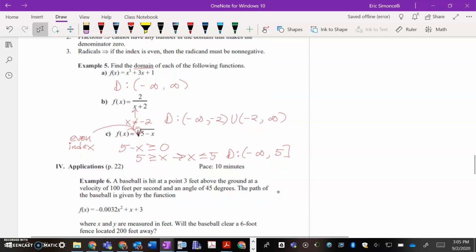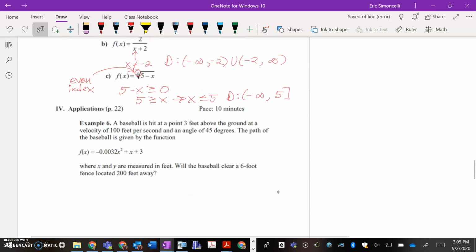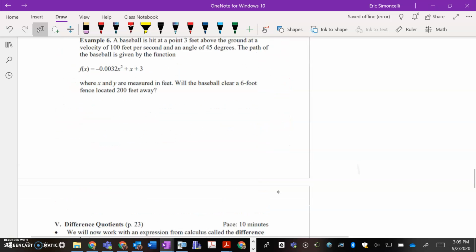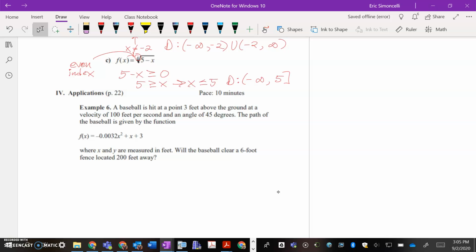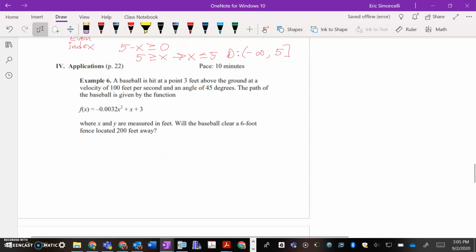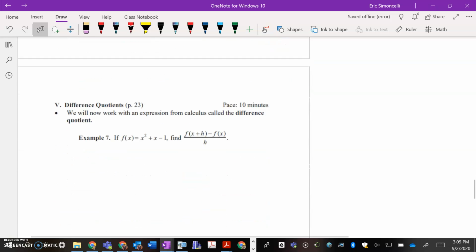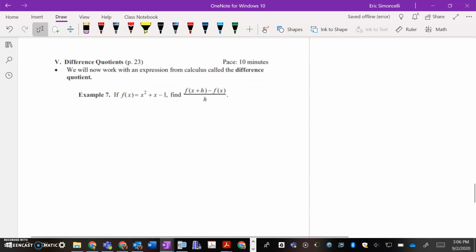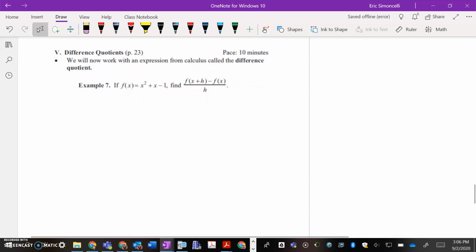Okay. This last example, this application problem on this page, I do believe is a fair one for you to take a look at on the pre-completed notes version. So I'm going to go ahead and take a look with you as the very last example on our screencast here today. Example 7, working with an expression from calculus, specifically something called the difference quotient.